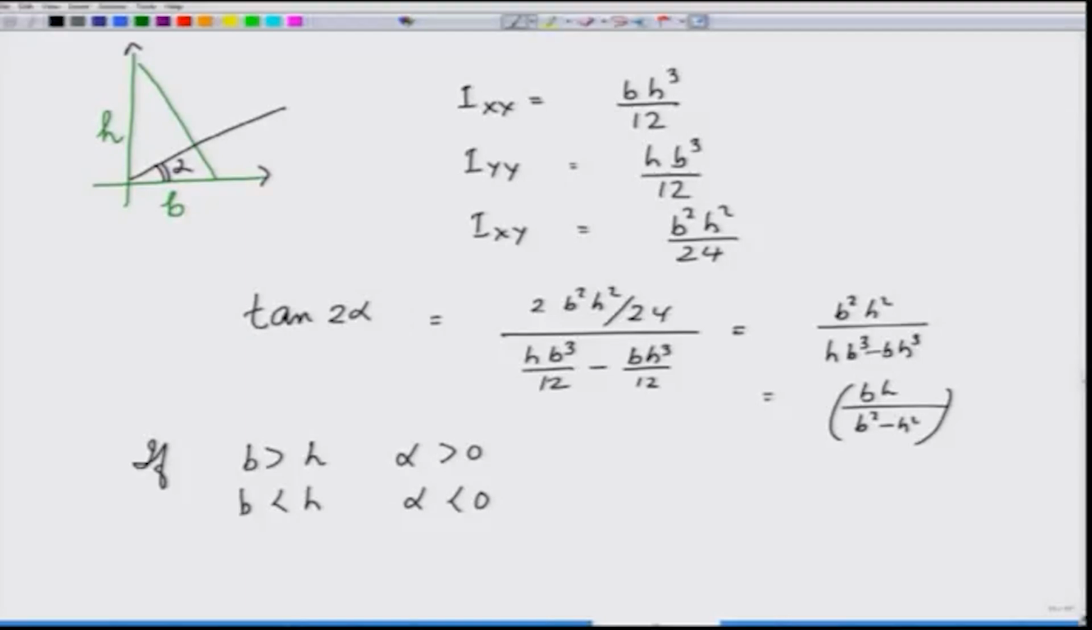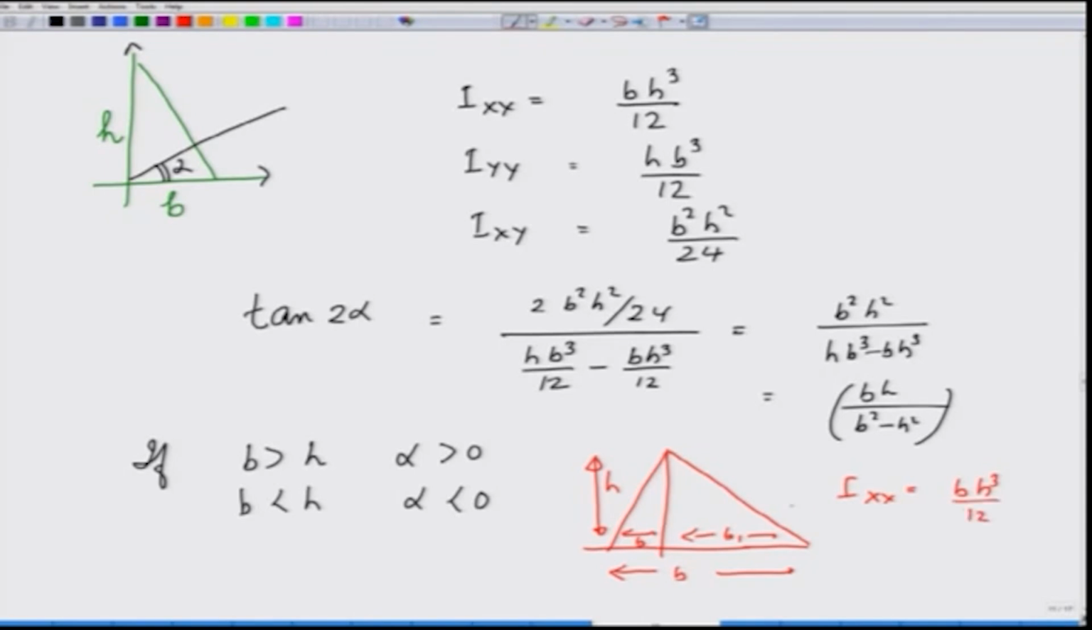One more comment is, if the triangle was not right angle but something like this, with total base size b, this being b1, this being b2, and height h, Ixx will still come out to be b h cubed over 12, because both these triangles, the one shaded and the other shaded by green, are right angle, and each one of them has an Ixx, which is b1 h cubed over 12, and the other one is b2 h cubed over 12, and you add them and you get this answer. Thank you.